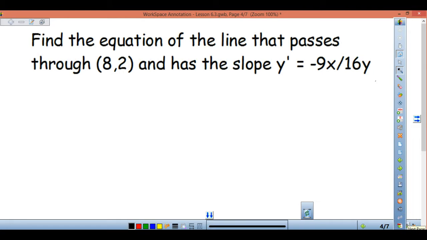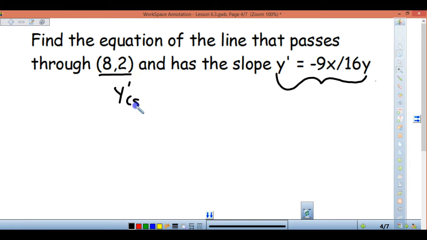All right, so here's just another use for a differential equation. So don't forget some of the other concepts that we've looked at before. It says find the equation of the line that passes through the point 8, 2 and has the slope y prime equals negative 9x divided by 16y. So remember, the definition of a derivative gives us the slope of a tangent line at a point to the function. So if we need to find the equation of a tangent line, we have a point and we have a means to find the slope of that line.